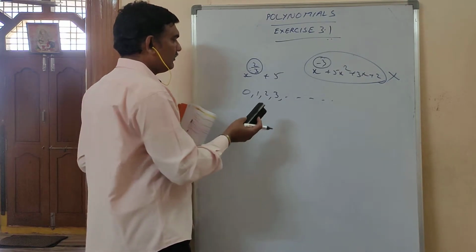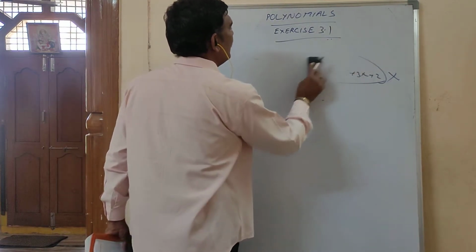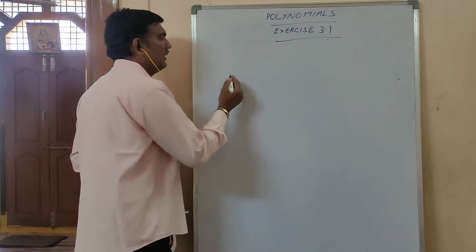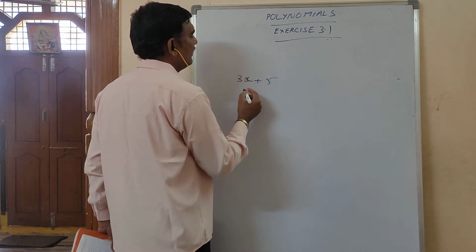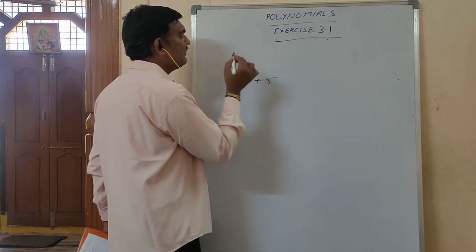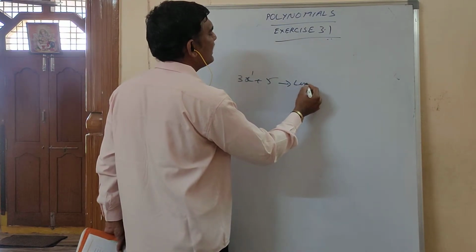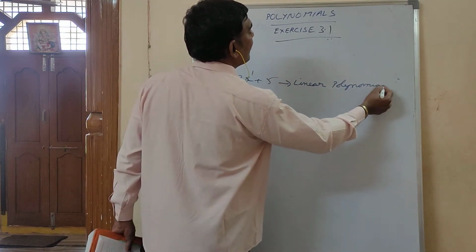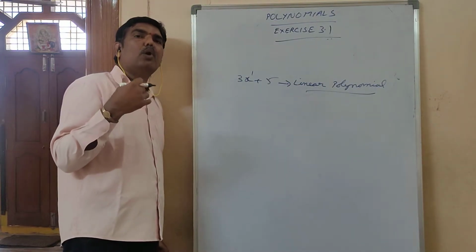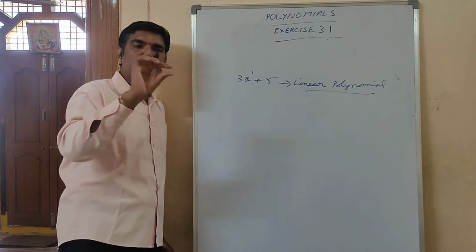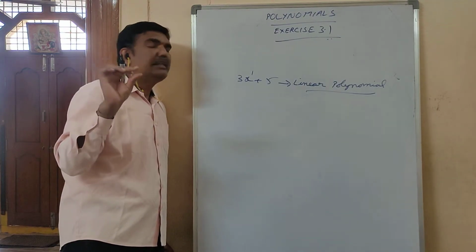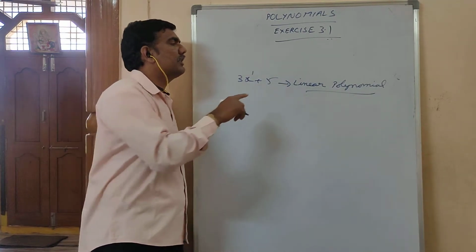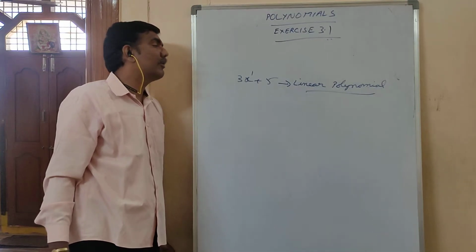Now, in these polynomials, we should know what the degree of the polynomial is. Degree means what? If 3x plus 5 is there, what is the power of x here? No number means 1. This is called a linear polynomial. If anyone asks what a linear polynomial is: an algebraic expression in which the degree of the polynomial is 1 is called a linear polynomial.